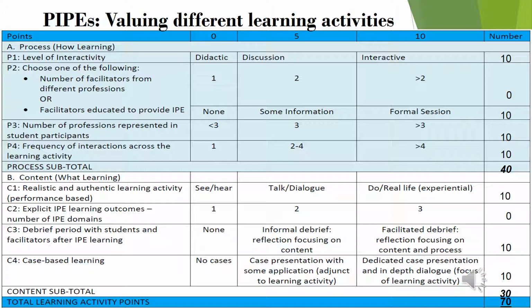Under case-based learning, we'll slide over to where it defines what 10 out of 10 means. There was dedicated case presentation and in-depth dialogue that occurred. So 10 out of 10 points were offered for this particular course. Out of the total 40 points that could possibly be received under the content section, there were 30 points awarded. So this class, in this case, would be awarded 70 points overall.